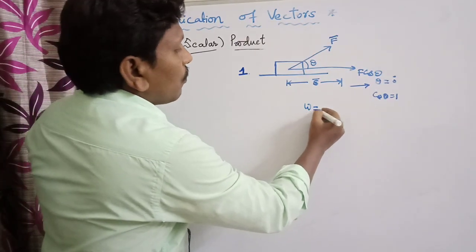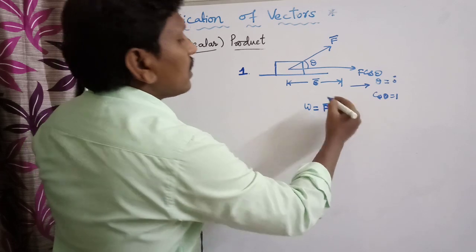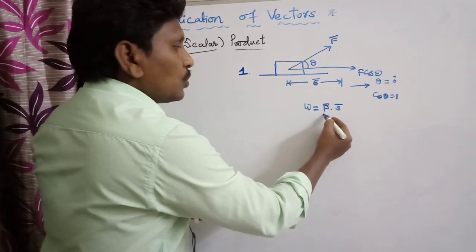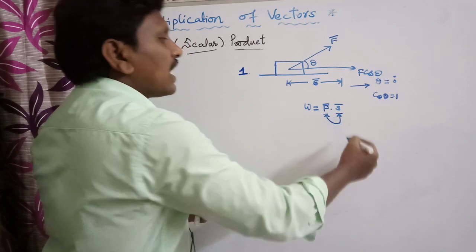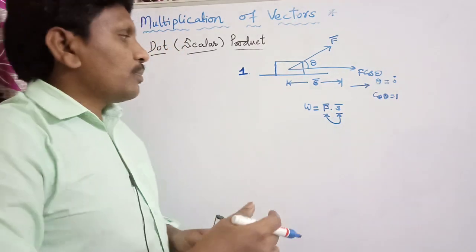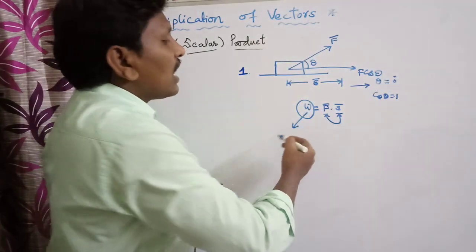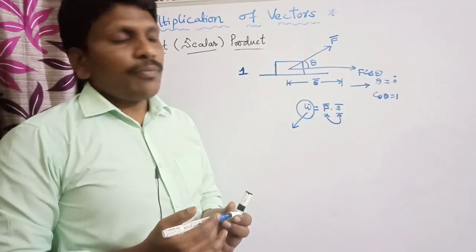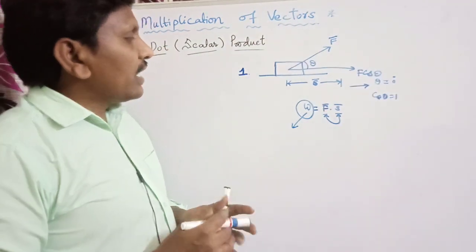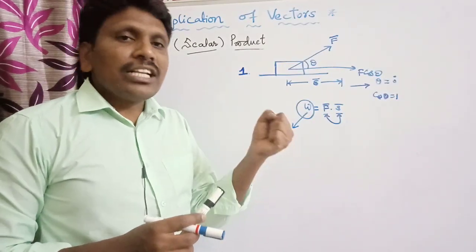That work, we know, is W equals F bar dot S bar. Here two vectors are multiplied with each other by the dot product process, and it gives a result that is a scalar quantity. The work is a scalar quantity, we know that. Finally it is giving a scalar quantity, nothing but a magnitude.